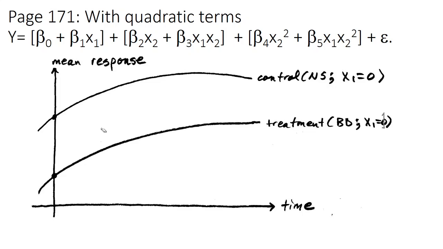So here's our quadratic terms. We have beta naught plus beta 1 x1 plus beta 2 x2, beta 3 x1 x2, beta 4 x2 squared, and beta 5 x1 x2 squared plus epsilon. Now let's put x1 equals 0 into our equation. Well, this goes away, and so all I'm left with then is that y is equal to beta naught plus beta 2 x2, because the beta 1 went away because x1 is 0, plus beta 4 x2 squared.